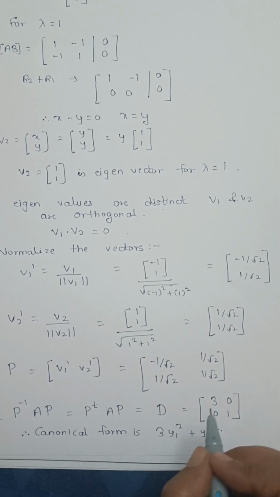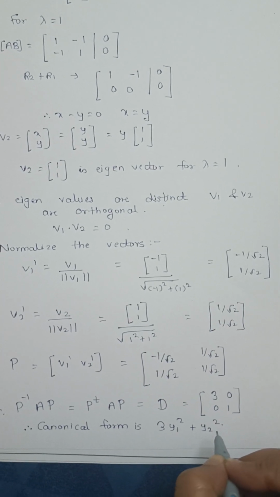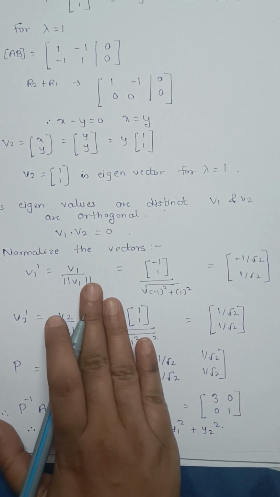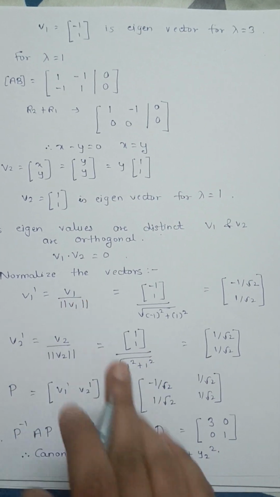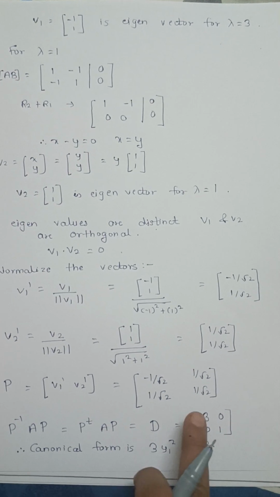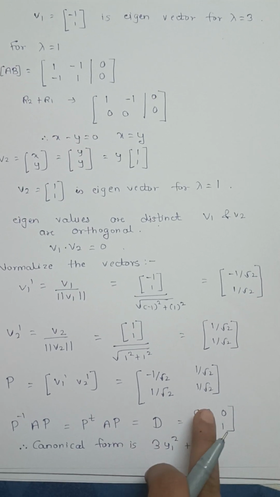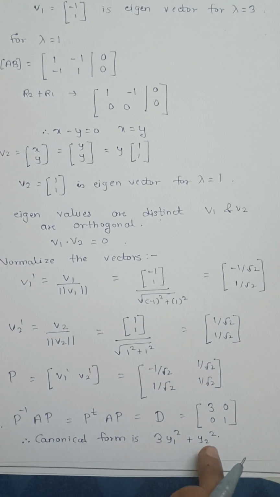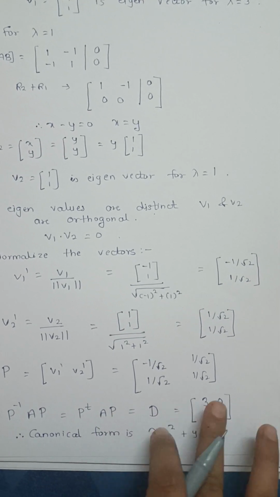So the canonical form will be 3y1 square plus y2 square. In this type of example, we already know what the canonical form is. The canonical form is nothing but the eigenvalues written on the diagonal. So canonical form will be 3y1 square plus y2 square, that is lambda 1 y1 square plus lambda 2 y2 square. This is the required canonical form.